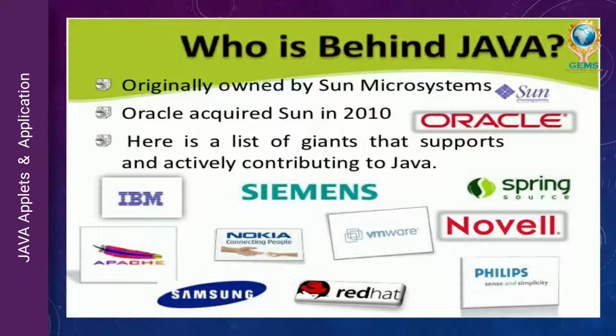Here is a list of giants that support and actively contribute to Java. IBM supports Java. Siemens supports Java. SpringSource supports Java. Nokia, VMware, Samsung, Red Hat, Philips, Apple. These all are supporters of Java.